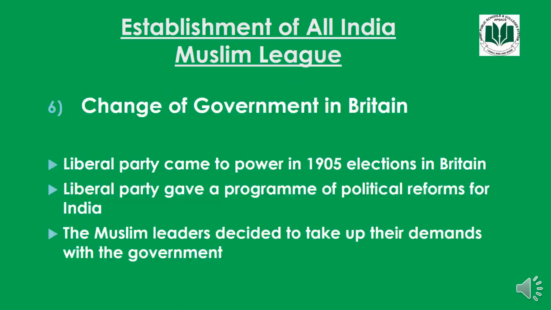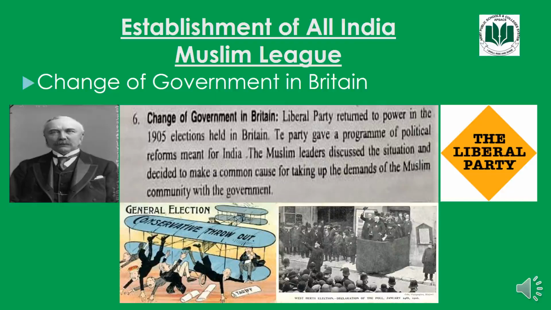Point number 6 of the background of the establishment of All India Muslim League is the change of government in Britain. The Liberal Party came into power in 1905 elections held in Britain. The Liberal Party gave a program of political reforms, especially for India. With this changing political scenario, the Muslim leaders decided to make a common cause for taking up their demands with this new government.